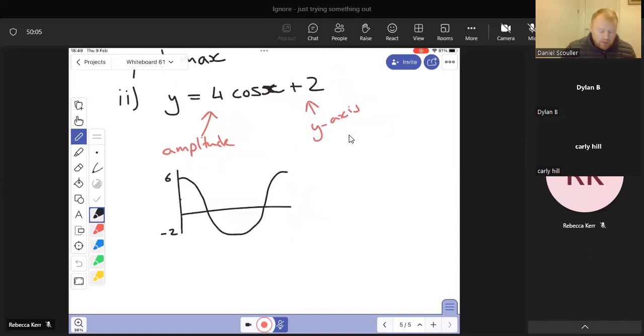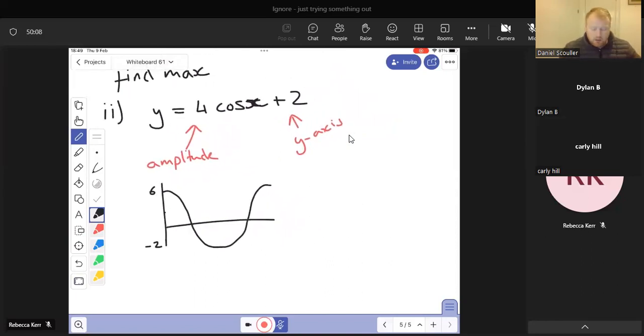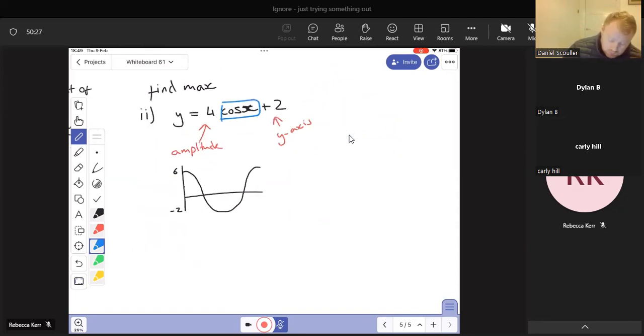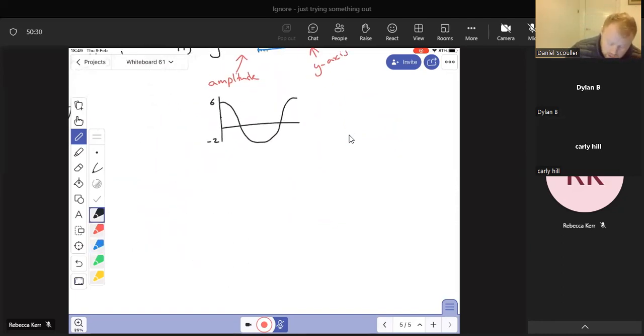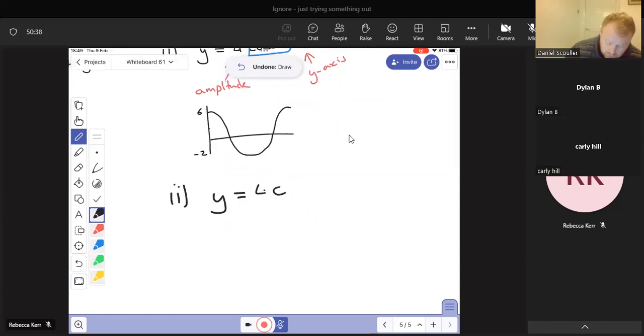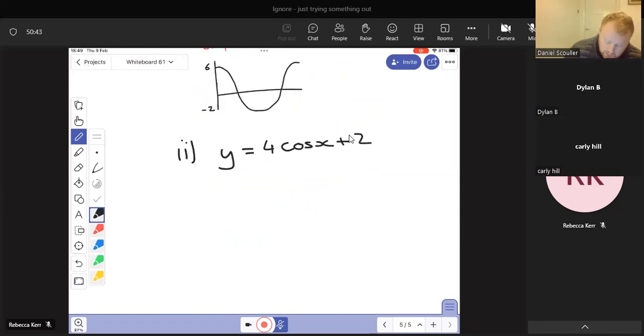Now there's another way we could find the maximum for that. We can just substitute in where it says cos x, the number 1. So all that sum would be 4 times 1 plus 2. I'll write that out again so it's nice and neat. That asked for find the max.